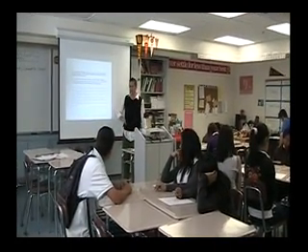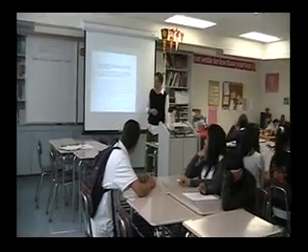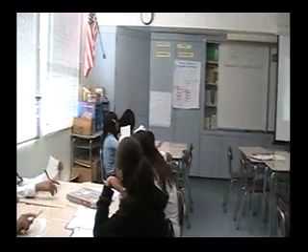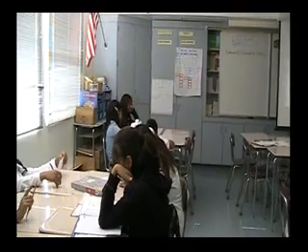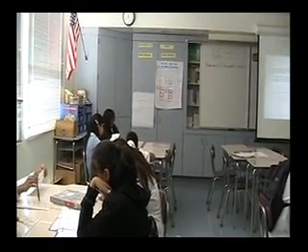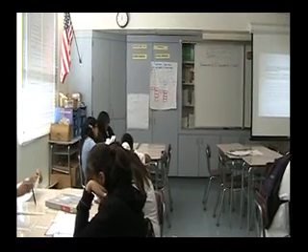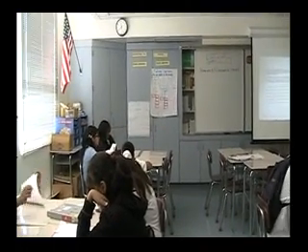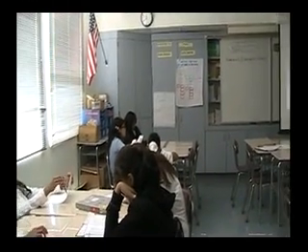So let's read the problem. Denise, would you start reading the problem for us? 24 students are entitled to equal proportions of 6 large pizzas. 5 students ate 5/32 of the total amount of pizza, and 7 students ate 1/6 of the total amount of pizza.